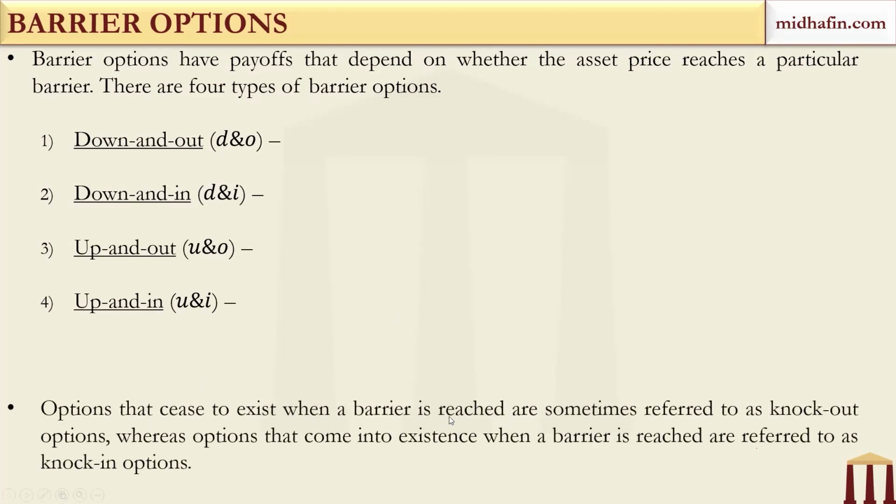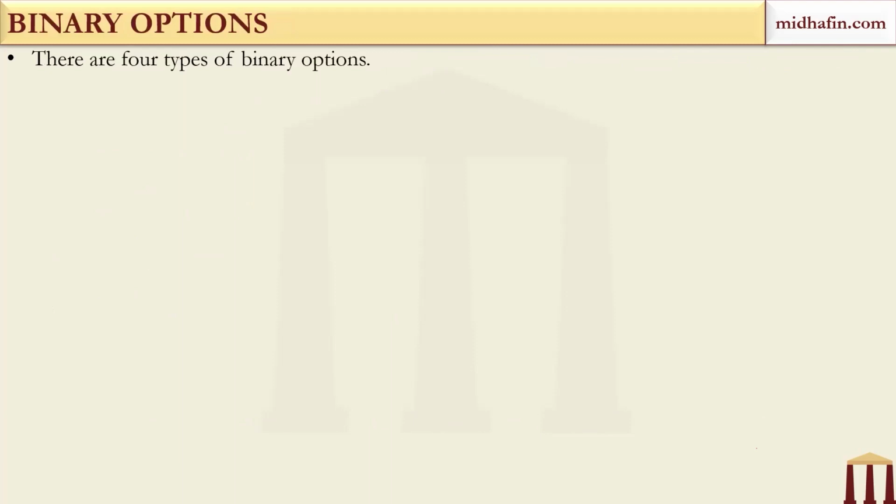Now, options that cease to exist, for example all the out options, down and out and up and out, are called knockout options. That means the options are knocked out, and after that they cease to exist. Then all the in options, like down and in and up and in, are called knock-in options, where the options actually come into existence if the barrier price is reached. So knockout means down and out, up and out. Knock-in means down and in, up and in.